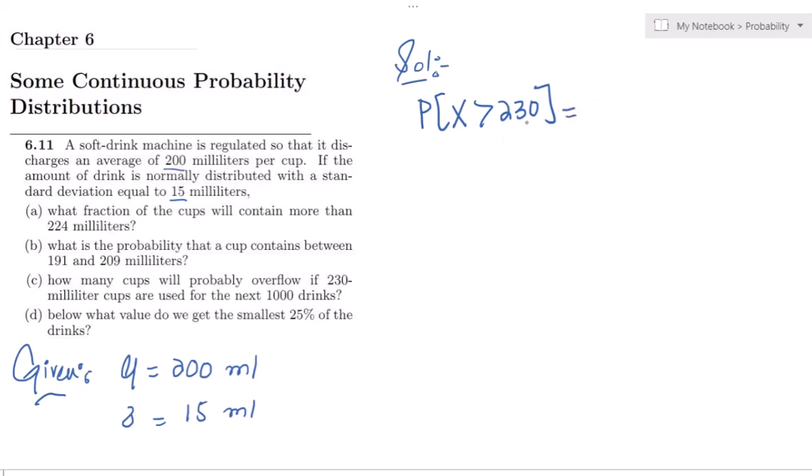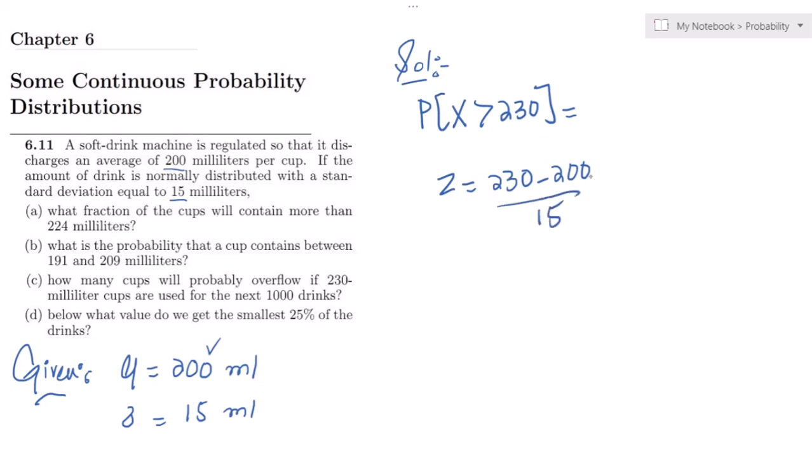So therefore it would again be the conversion to the z distribution table. So z would be equal to (x minus mu) divided by sigma. So x is 230, mu is 200 as given here. So 230 minus 200, that is 30, divided by 15, which is 2.0. Okay, so the value of z is 2.0.